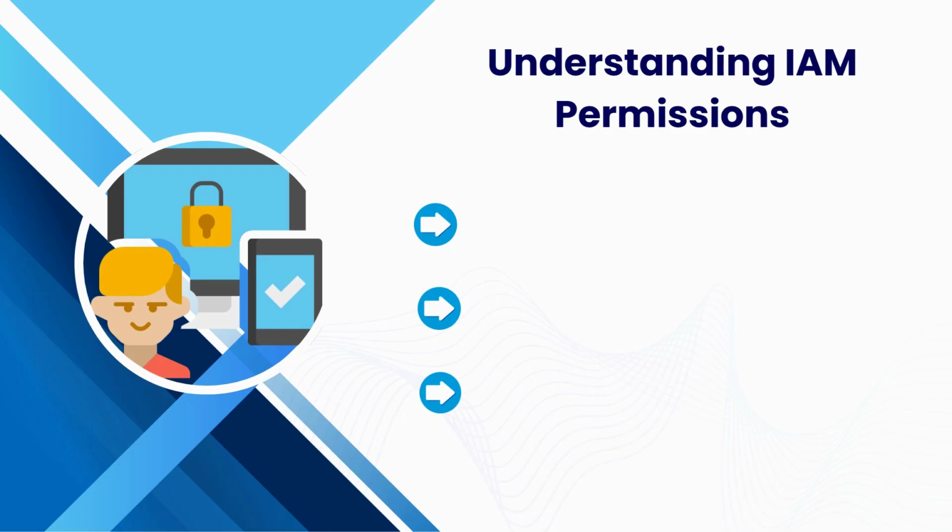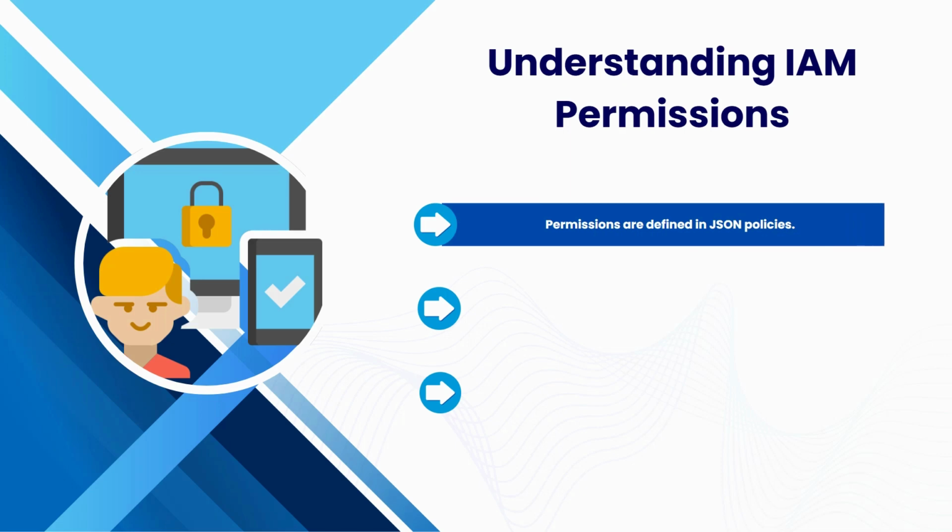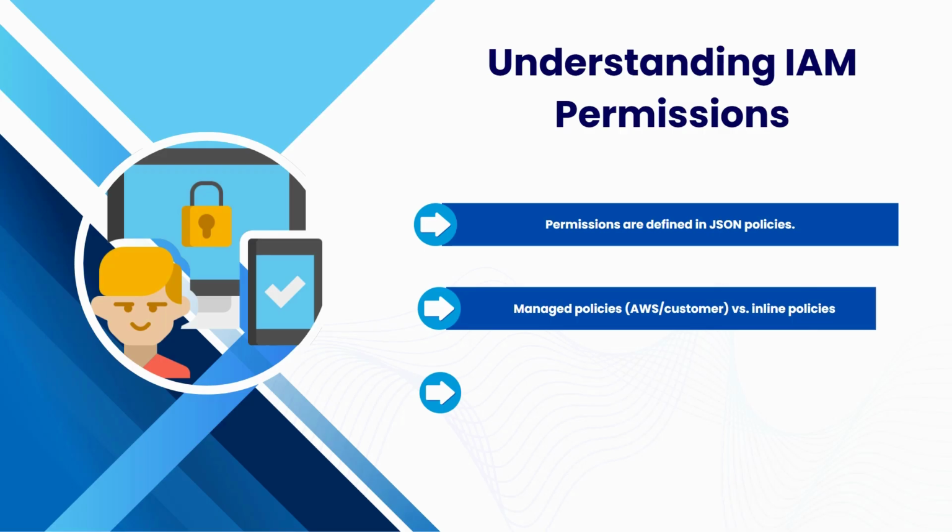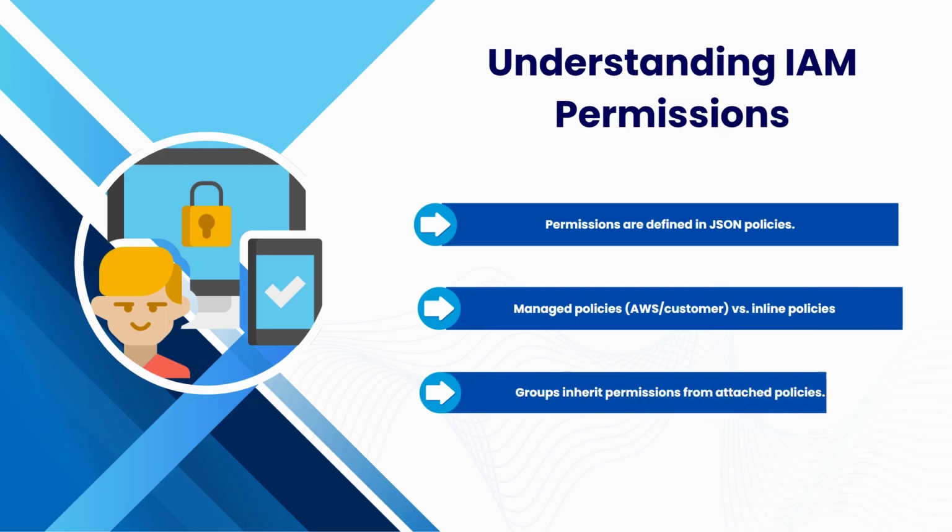Permissions in AWS IAM define what actions users or groups can perform on specific resources. They're managed by JSON policies, through JSON documents that specify allowed or denied actions. IAM groups also allow you to attach these policies to a group, granting permissions to all its members.